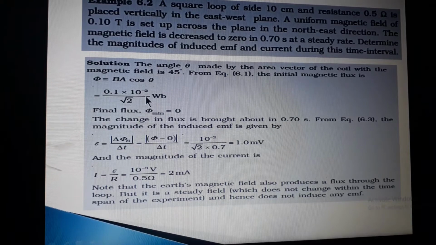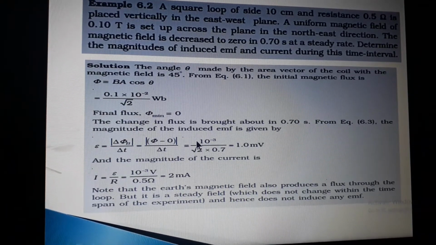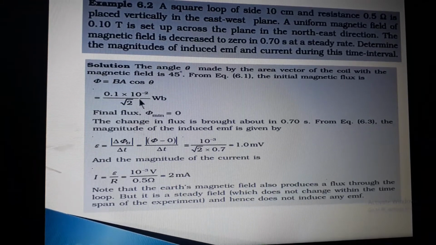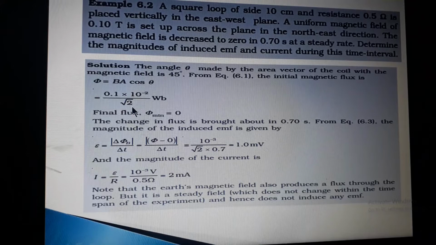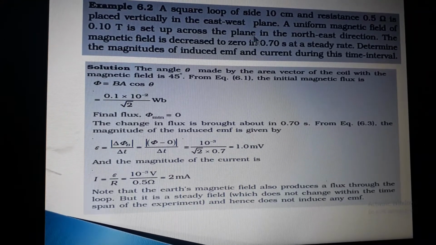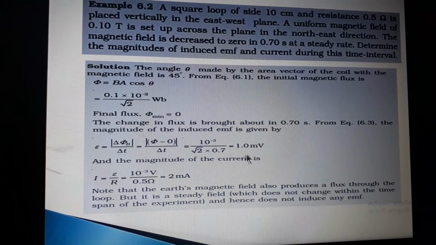0.1 multiplied by 10 raised to minus 2, that means 10 raised to minus 3. And you know cos θ means cos 45, where θ is 45 degree. So cos 45 is equal to 1 by root 2. And Δt is 0.70 seconds. Now you can easily calculate this using the calculator. So you find E = 1.0 millivolt.